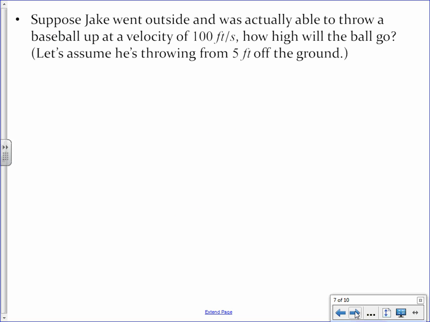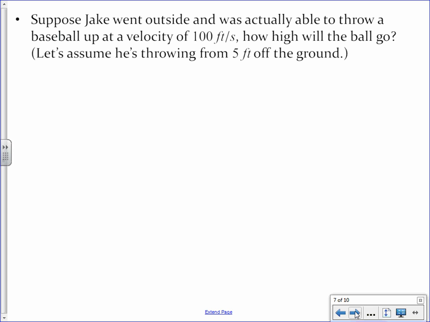Alright, so Jake went outside and was actually able to throw a baseball up at a velocity of 100 feet per second. He was actually able to do that. How high will the ball go? Assume he's throwing from 5 feet off the ground. So he's not 5 feet tall, he's over 5 feet tall, but he's throwing from 5 feet.